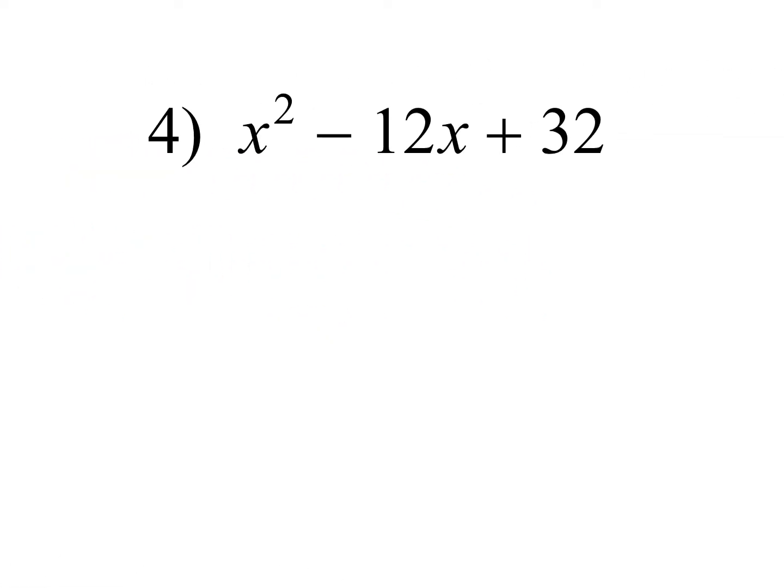That's totally fine. All right, Alexander, number 4. What are 2 factors of 32 that add to -12? 8 and 4. Which one's negative, or both of them? Awesome. So we have x minus 8 and x minus 4. Perfect.